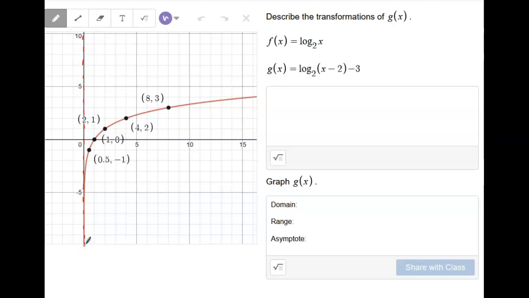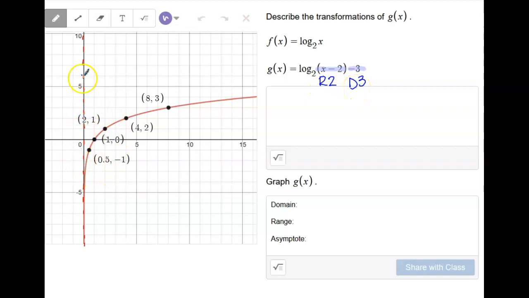Now, this is telling us that we have two transformations to do. Remember, with the x inside the parentheses, it's left and right, and we change the sign. So this is going right 2. Outside of the parentheses, it's up and down motion, and we keep the same sign. So this is down 3. So we're going to take everything on this graph and shift it right 2 and down 3.